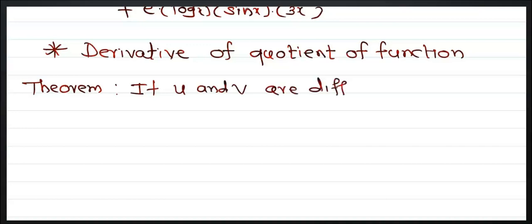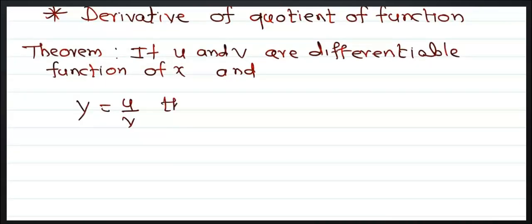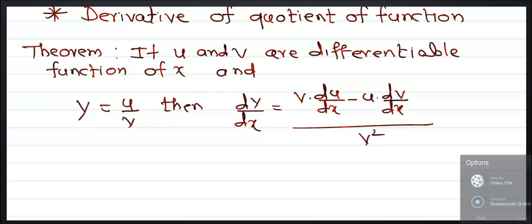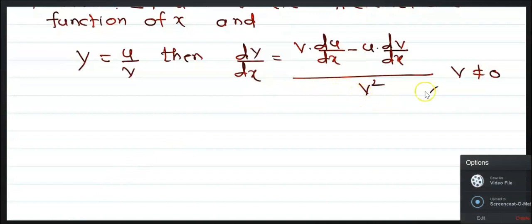That is, if u and v are differentiable functions of x and y is equal to u upon v, then dy by dx is equal to v into du by dx minus u into dv by dx, upon v square, where v is not equal to 0.